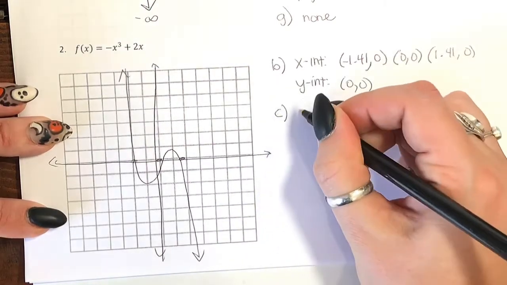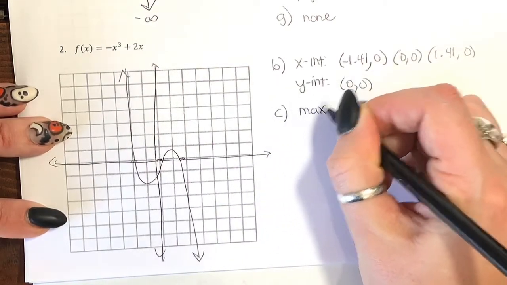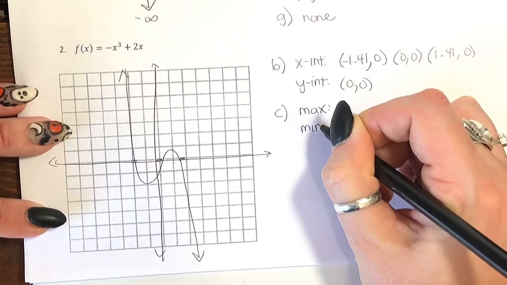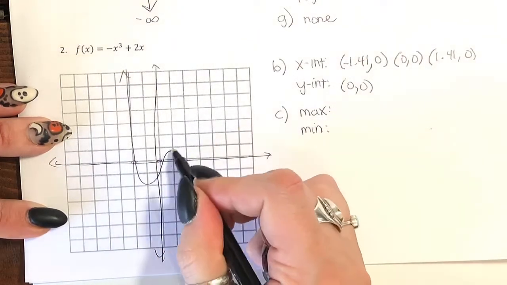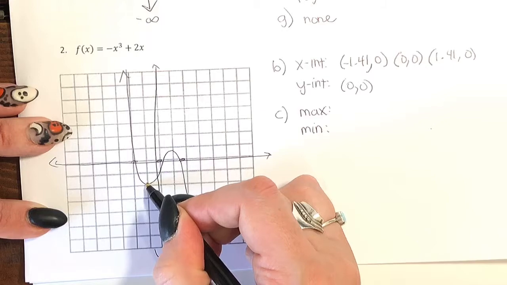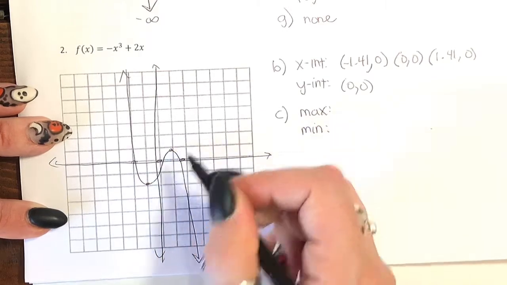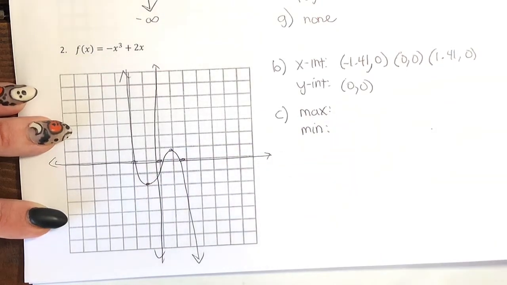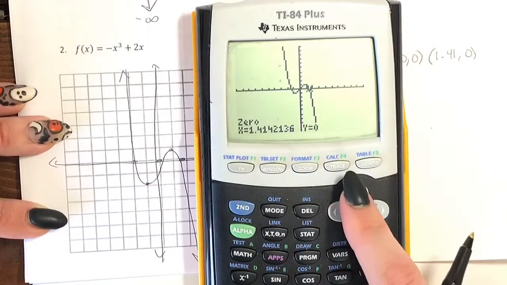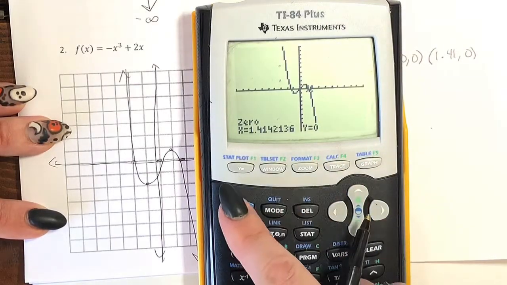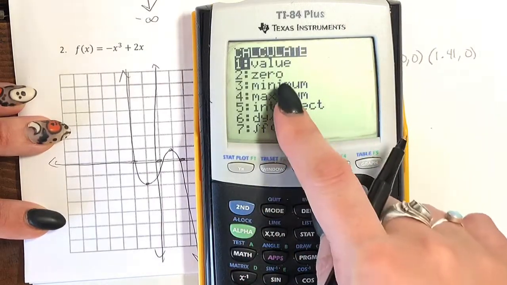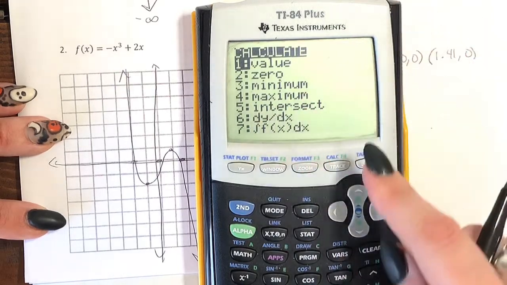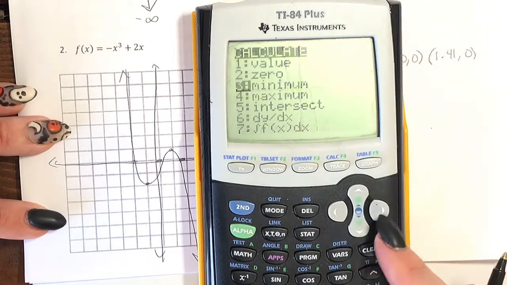Part C are your relative max and mins. We do have these on this one, since we have these kind of little hills and valleys right here. We have a minimum down here and a maximum down here. So I will show you how to do that on your calculator. You're going to go to your calc menu again. Second calc, but instead of doing 0, you're going to do minimum or maximum, whichever one you're finding. Let's do our minimum first.